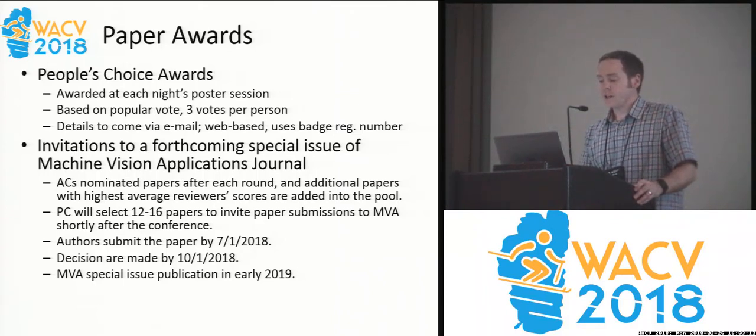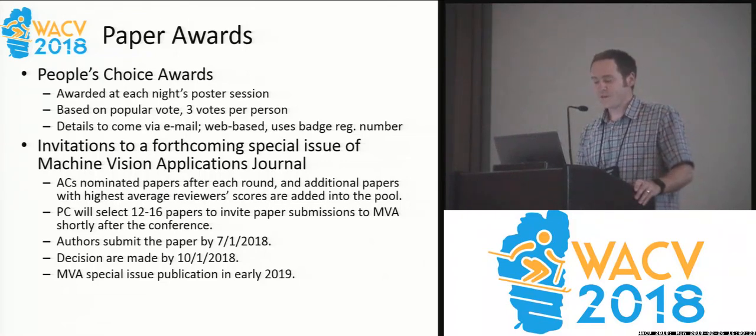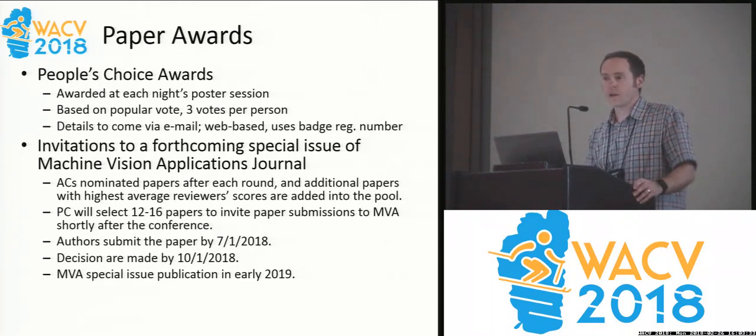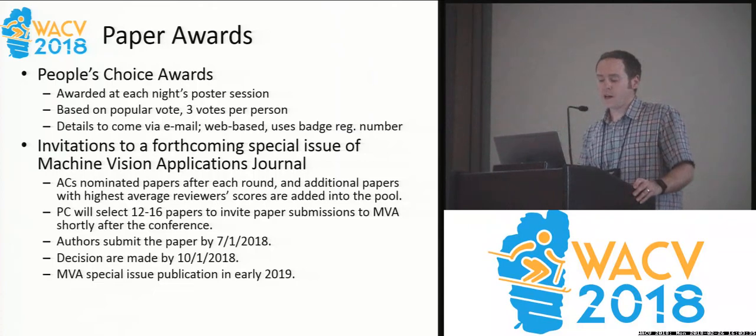In addition to that, there's a People's Choice Award, which has happened at previous WACVs as well, which we'll award during each night's poster session. It's based on popular vote. Each registered attendee is given 3 votes. You might want to vote once for your paper, but then you can vote twice for some other papers that you like a lot. You'll get some details on this by email from Terry, but basically it's going to be a web-based voting system, and you'll need the registration number that you got printed with your badge in order to submit your votes.